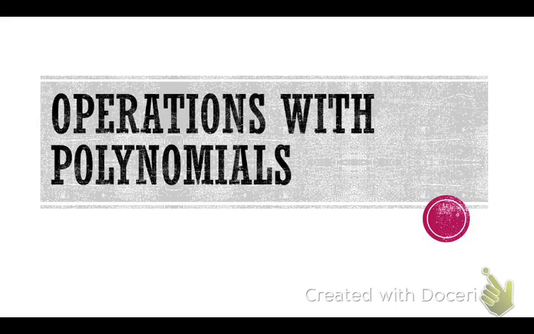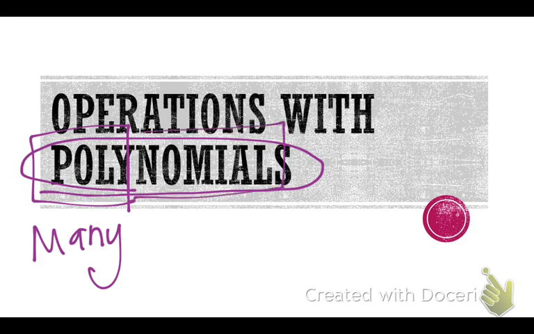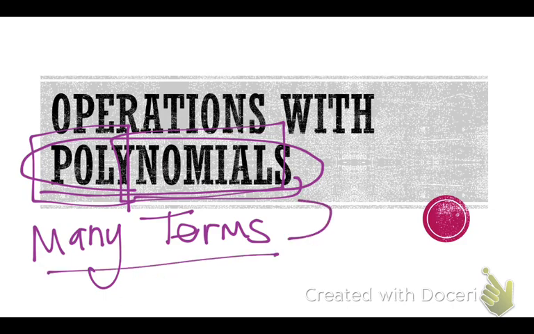All right, so operations with polynomials. Let's dive right into this math. So hopefully you remember what polynomials are. But if we don't, I know that the word polynomial can be broken up, right? So poly means many. Nomial means terms. So that just means many terms.